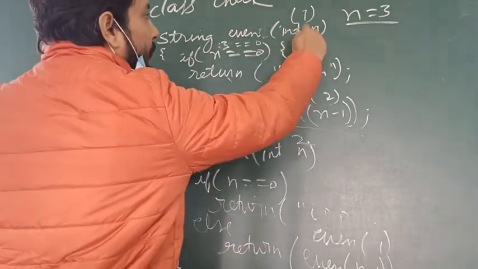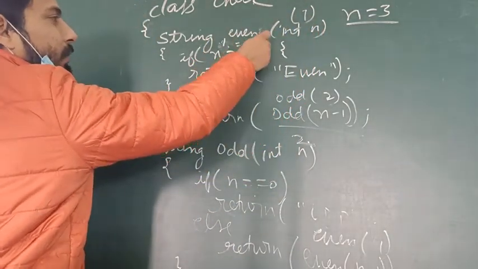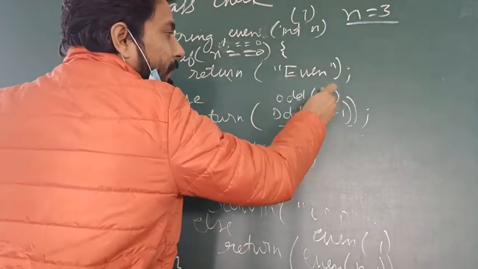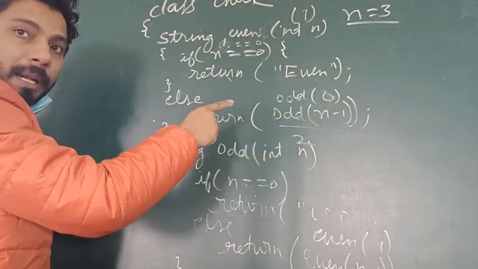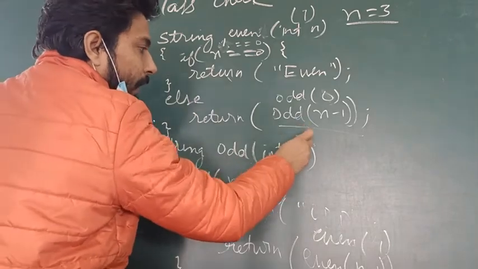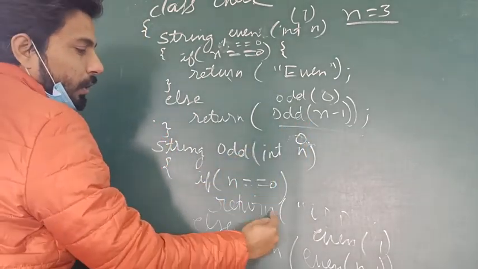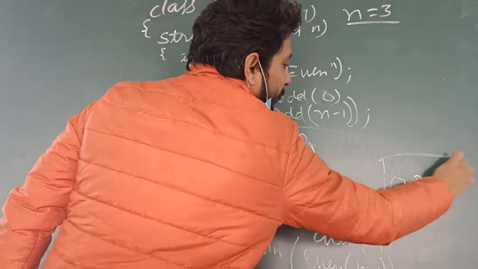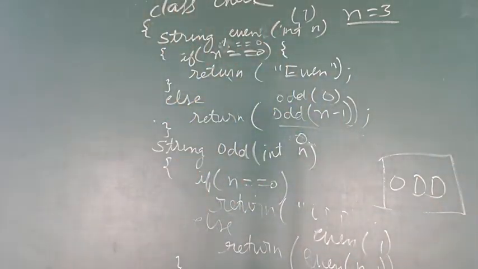Okay, so even 1 here. Now 1 equals 0, condition false. It will go to return odd 1 minus 1, which is 0. Return 1 minus 1, 0. Then return n, 0 equals 0. Return odd. So what will be the answer here now? Odd. Clear? So your answer will be odd, and 3 is an odd number.